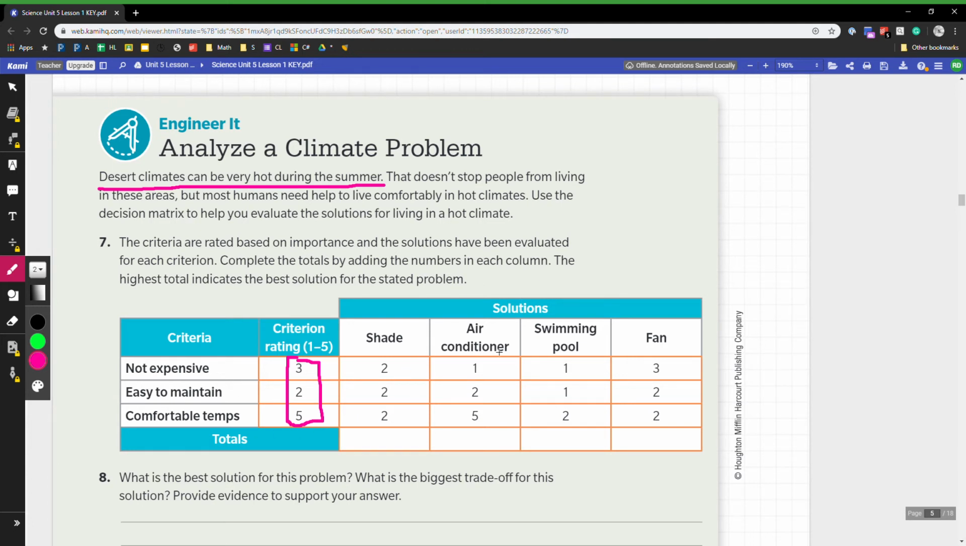And then so we have these different solutions: shade, and then they each have a rating of 2, right? It's pretty inexpensive, unless you had to like buy a tree or something like that and plant it. It's pretty easy to maintain, but it's not super comfortable, so it gets only a 2. So that's 6. Right? Air conditioners, super comfortable, very expensive. So it's a low rating here because it's expensive. It's not expensive, it's very expensive, so it's a 1. And it's a medium to maintain. So this is 8 points total. Right? A swimming pool is 4 points total because it's okay comfortableness, but it's super difficult to maintain, and it's very expensive. So that's low scores for that. And then the fan is kind of in the middle with a score of 7.